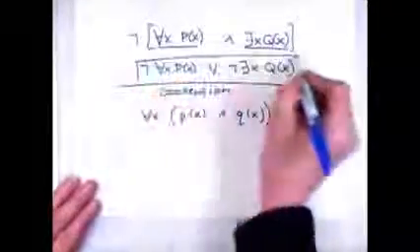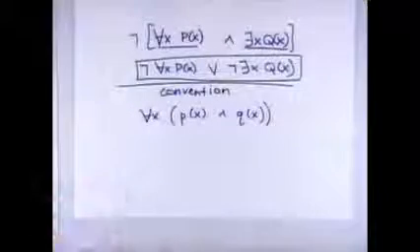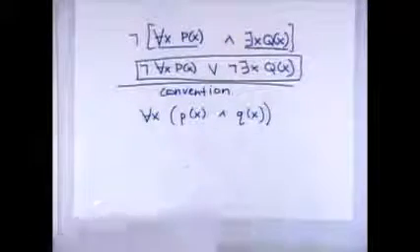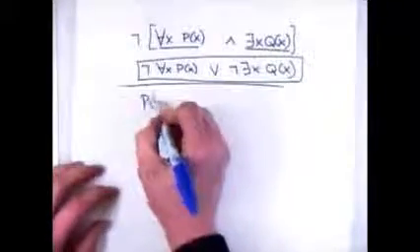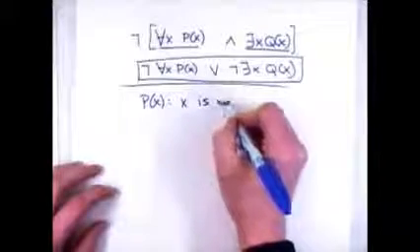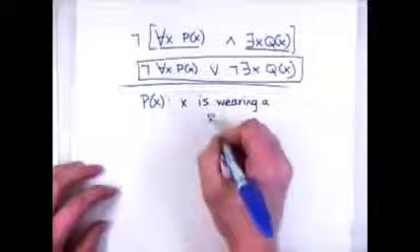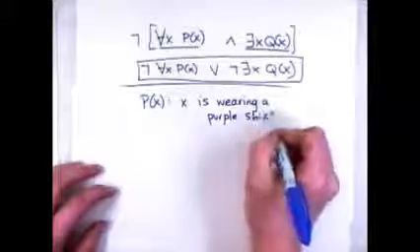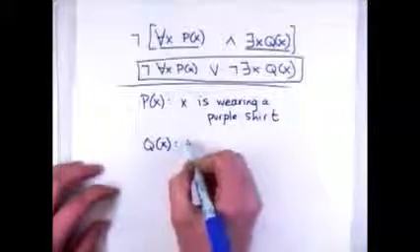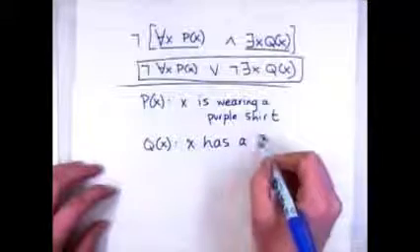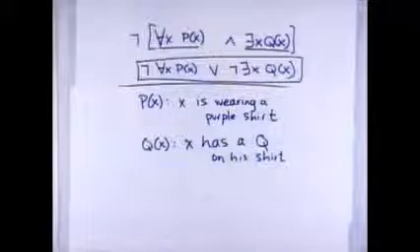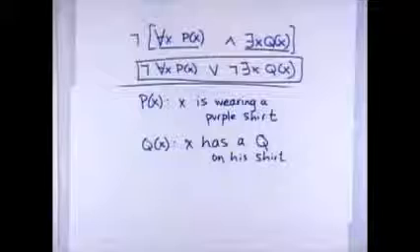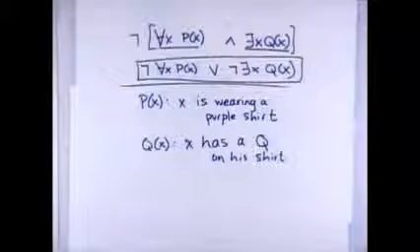Okay, now what does this mean? Let's say that P of X is, I'm going to use my purple shirt example again. P of X is that X is wearing a purple shirt. And we're going to say that Q of X is that X has a giant Q on his or her shirt. And our universe of discourse is going to be people. We'll just say it's people in this room, just to make it something we can talk about.